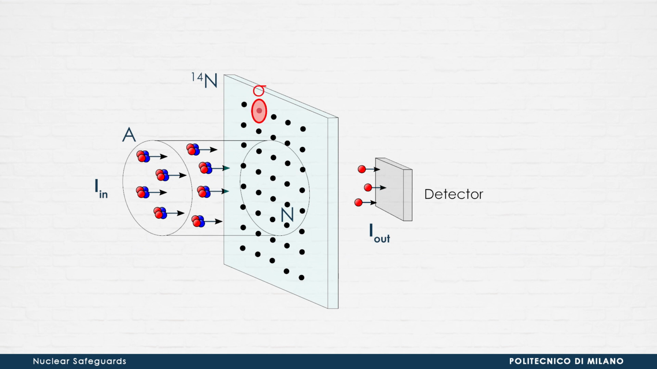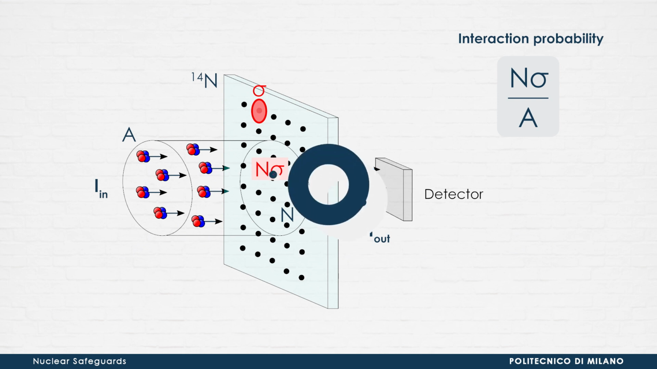The reaction cross-section, sigma, corresponds to the effective area offered by each target nucleus to the incident particle. Therefore, n nuclei interested by the incident beam of alpha particles offer a total effective area equal to n sigma. This quantity, when compared to the total area A covered by the beam, identifies a fraction between 0 and 1, having the physical meaning of an interaction probability.